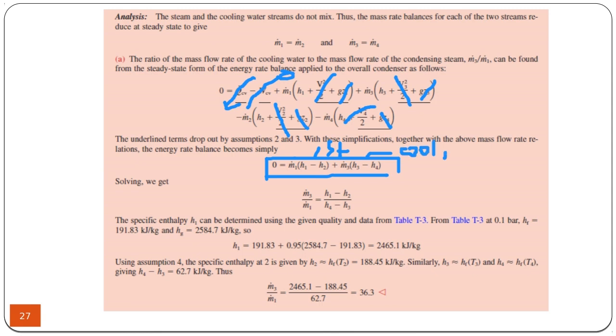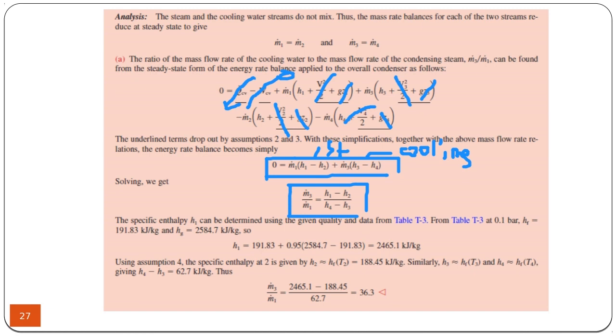So from here we can write the ratio of the cooling water mass flow rate to the mass flow rate of the steam. The ratio of the mass flow rate of the cooling water to the mass flow rate of the steam is H1 minus H2 divided by H4 minus H3.